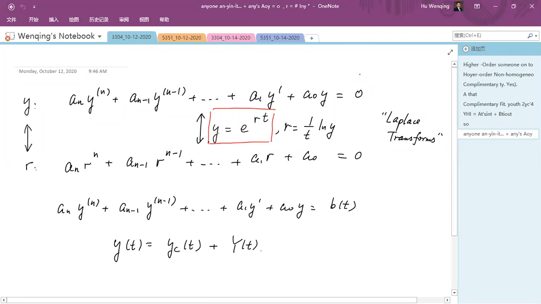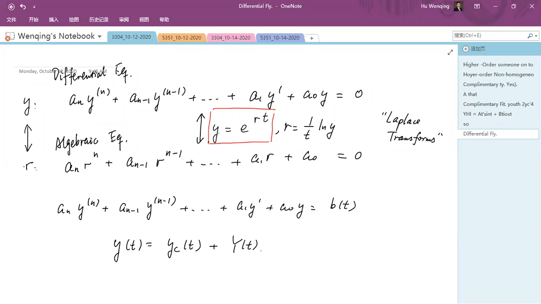So the above equation is a differential equation, and this is an algebraic equation. You turn the differential equation into an algebraic equation. This is the correspondence between y and r, and this transformation gives you a solution, from which you can build the complementary solution as well as the general solution.